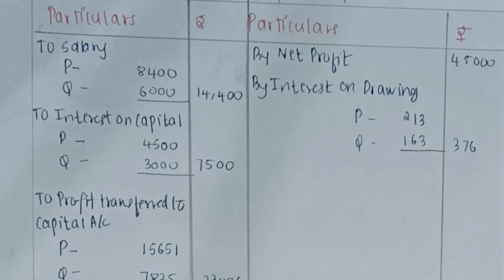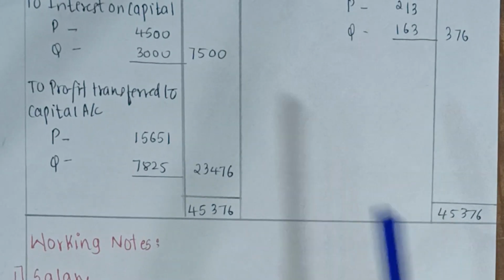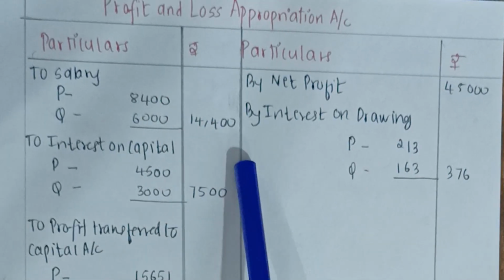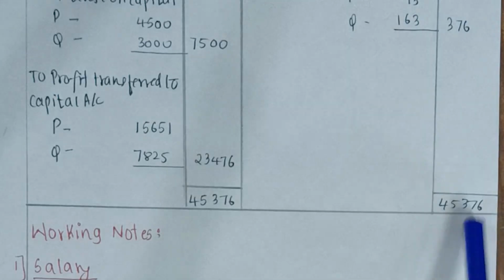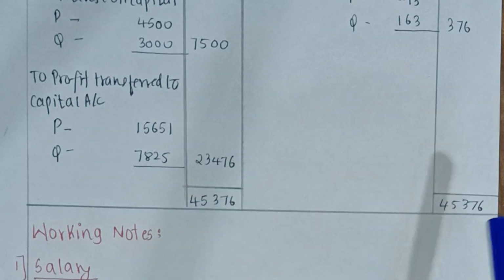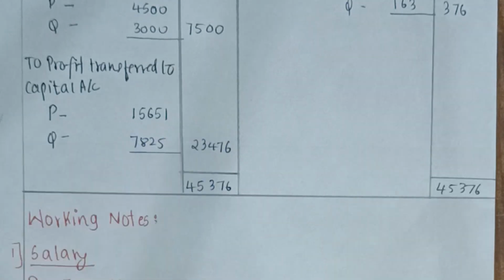There is nothing left that has to be recorded, so we add this side. After adding, we have got this amount. Now you add 14,400 plus 7,500. The amount that you get after totaling this, you have to subtract it from the credit side total. After subtracting, we get 23,476.